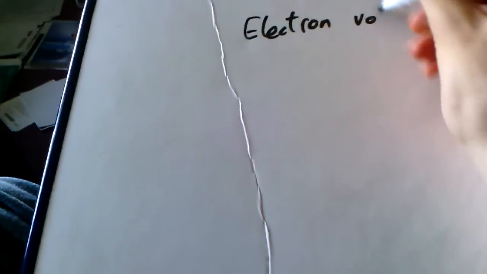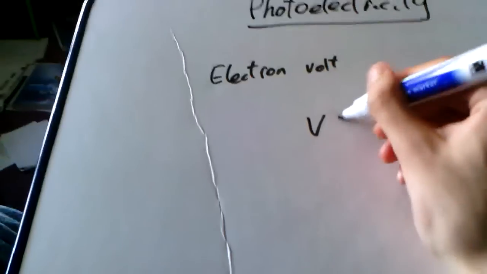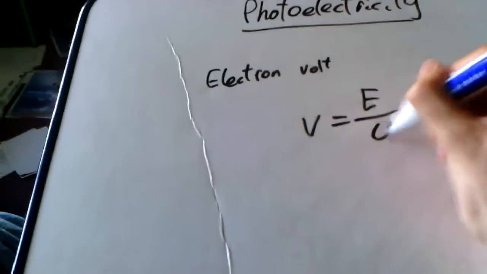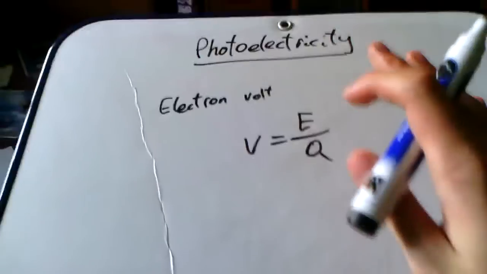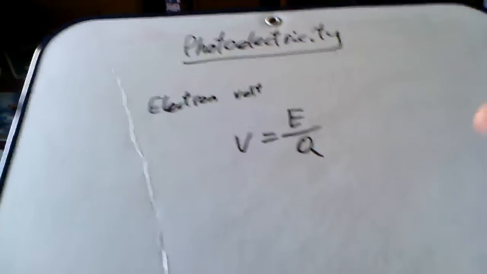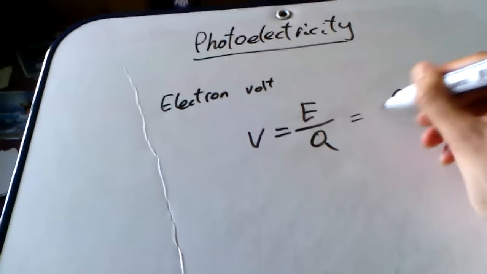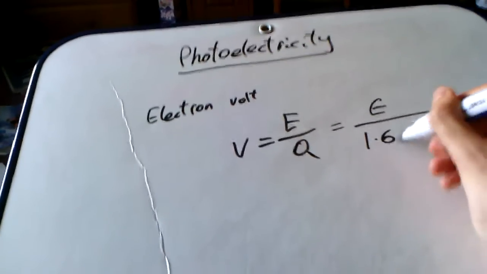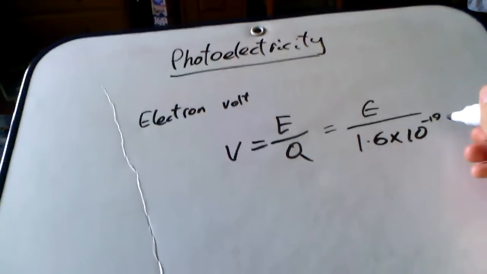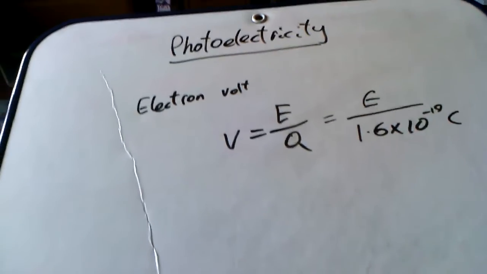Now, sometimes when we're talking about energy in particle physics, we can express it in different ways, and a way that's often used is the electron volt. In electricity, voltage equals energy over charge. To get from joules, which is the energy we've been using so far, to electron volts, we do exactly the same: we divide our energy by the charge of the electron, which is 1.6 times 10 to the minus 19 coulombs, and that will give us the electron volt.